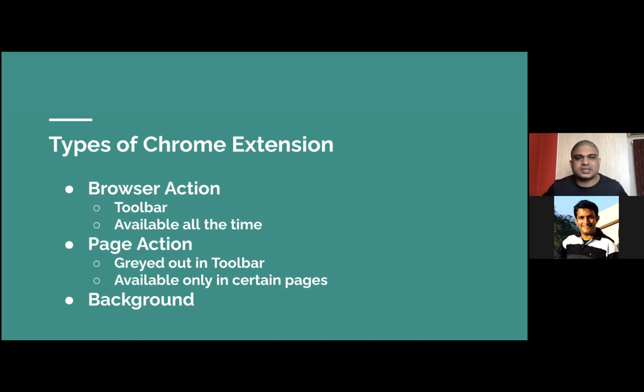Page action is something that's available only with certain pages that you can program. So if you are creating a Chrome extension just for some specific pages only, then you can provide that in the settings, and it will be available only for those particular pages. Otherwise, it will be grayed out.